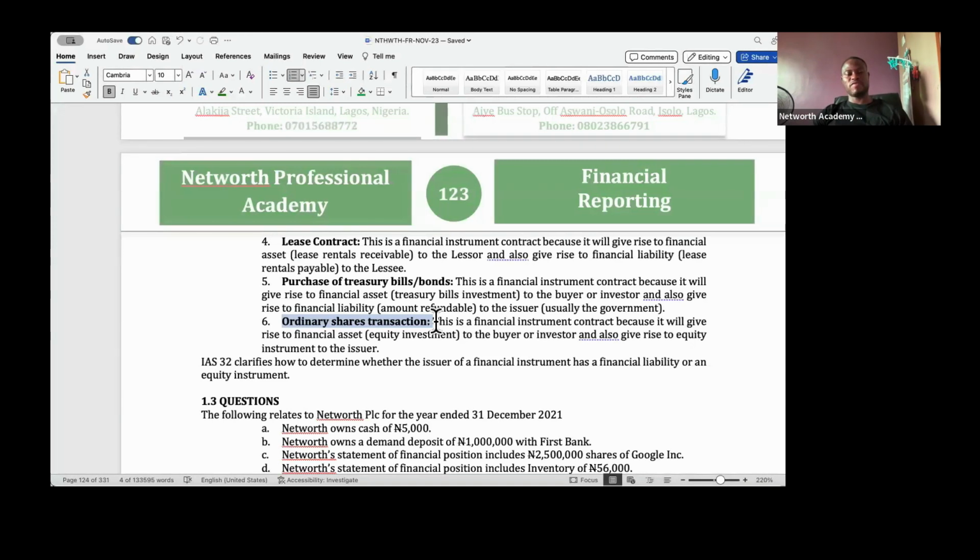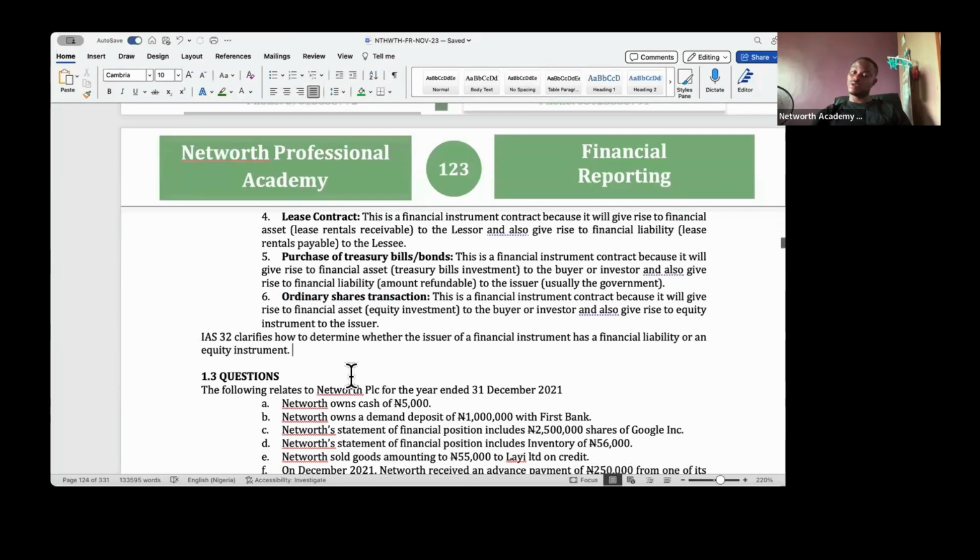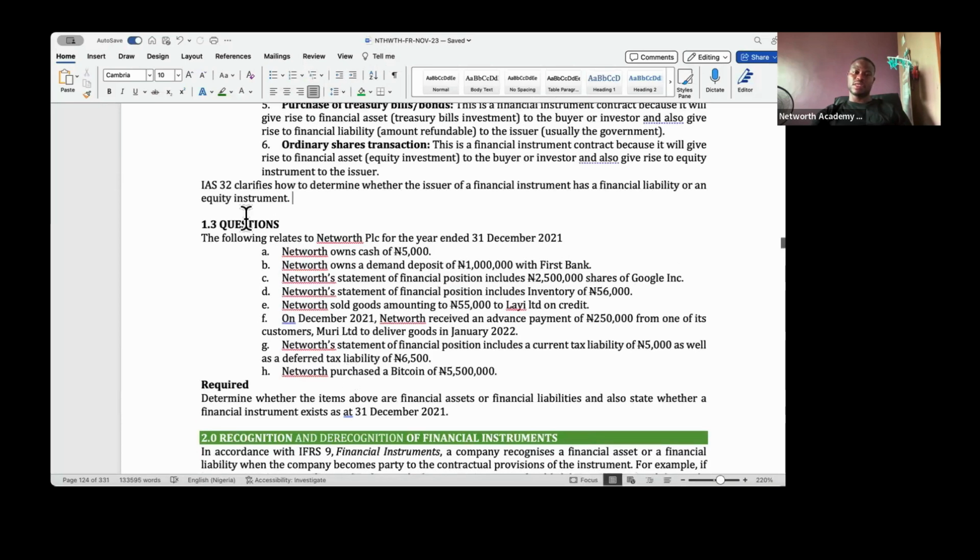The company will have share capital or equity in their books. Okay, so that's my introduction to financial instruments. And as far as we are concerned, this is a very core part of financial instruments at your level.